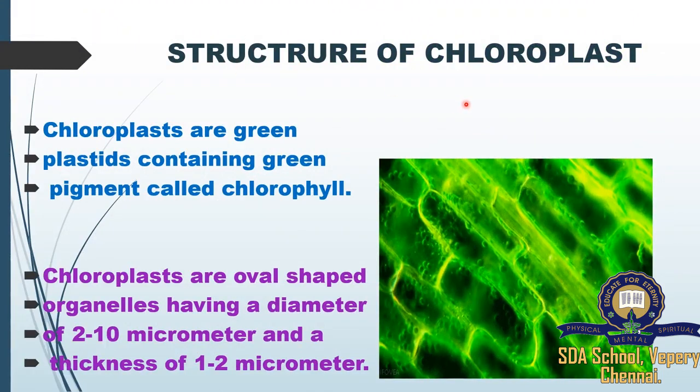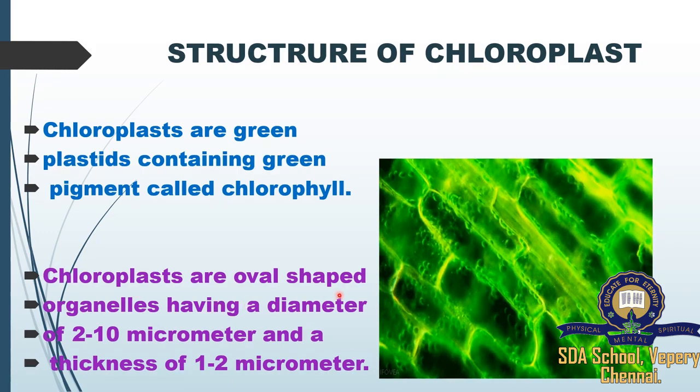First, structure of chloroplast. Chloroplasts, or green plastids, contain a green pigment called chlorophyll. Yes, chloroplasts contain a green color pigment called chlorophyll. We already studied this in the smaller class itself. Chlorophyll helps in photosynthesis.